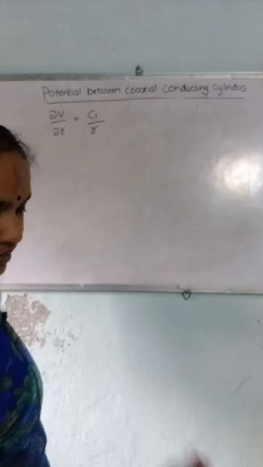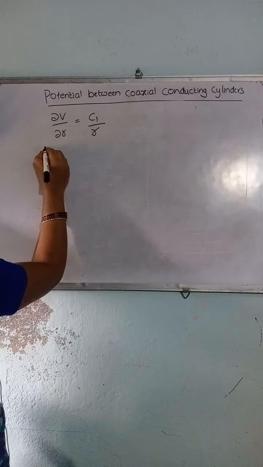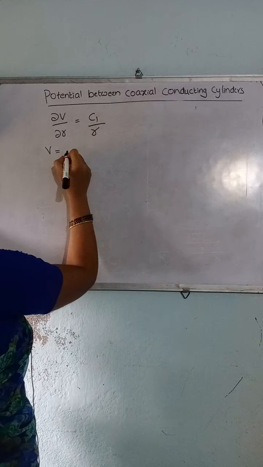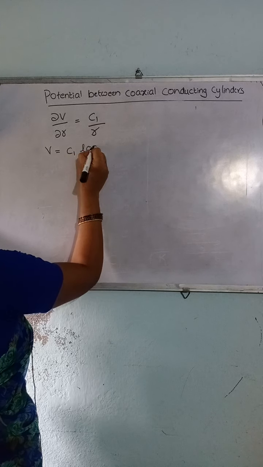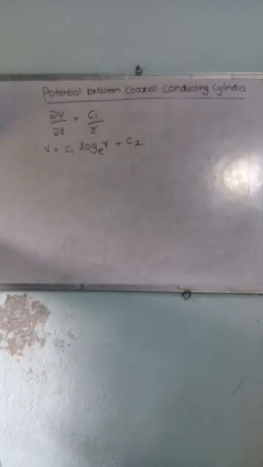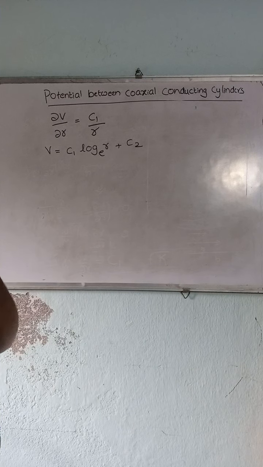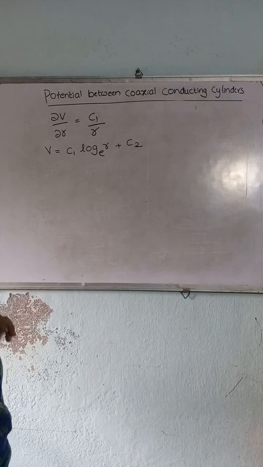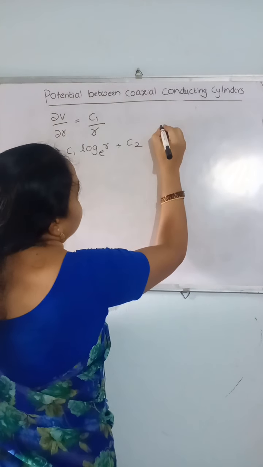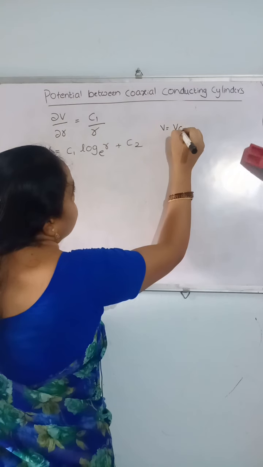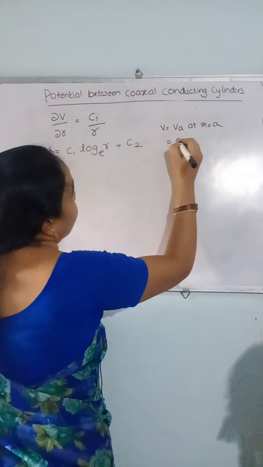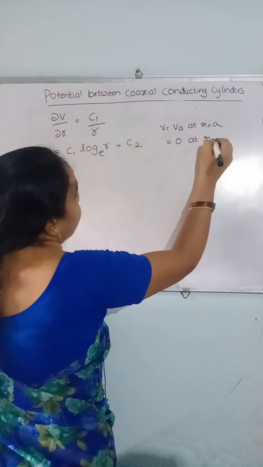Right. So by taking integration, V is equal to, what is the integration of 1 by R? Log R, log R base e, plus some integration constant C2. So here the unknowns are C1 and C2. In order to calculate these integration constants, let us consider the boundary conditions: V is equal to VA at R equal to A, and V is equal to 0 at R equal to B.